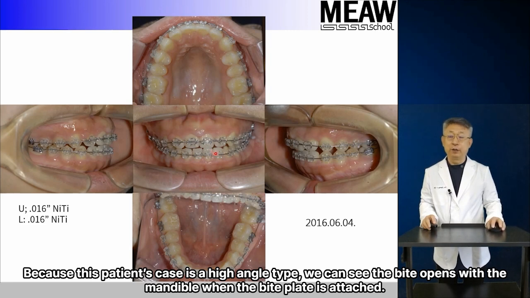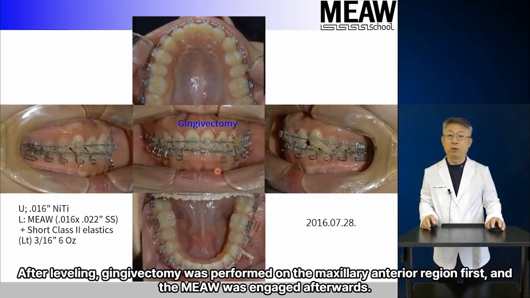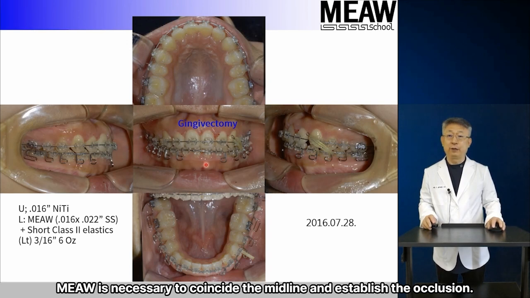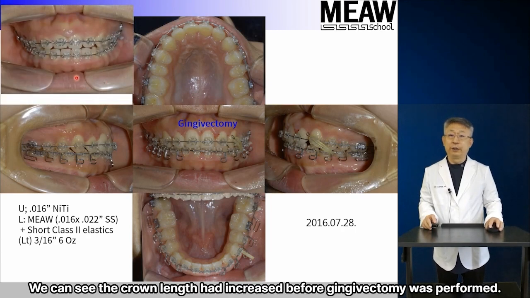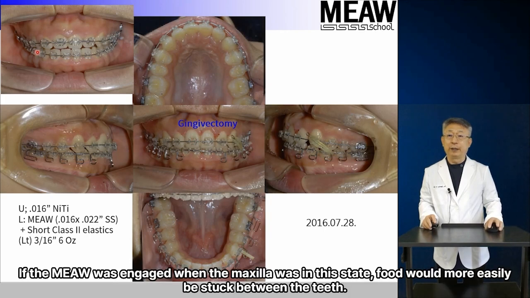bite plate is attached. After leveling, gingivectomy was performed on the maxillary anterior region first, and the Mio was engaged afterwards. Mio is necessary to coincide the midline and establish the occlusion. We can see the crown length had increased before gingivectomy was performed. If the Mio was engaged when the maxilla was in this state, food would more easily be stuck between the teeth.